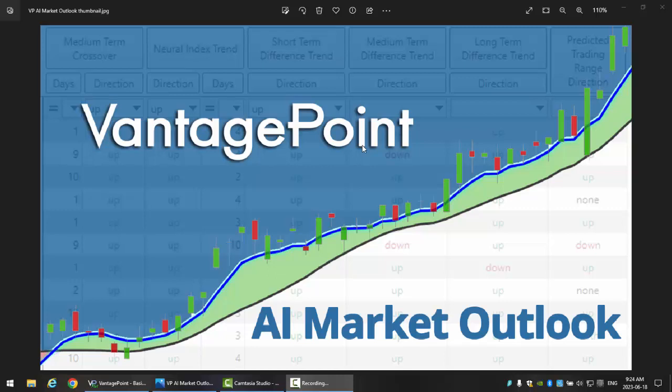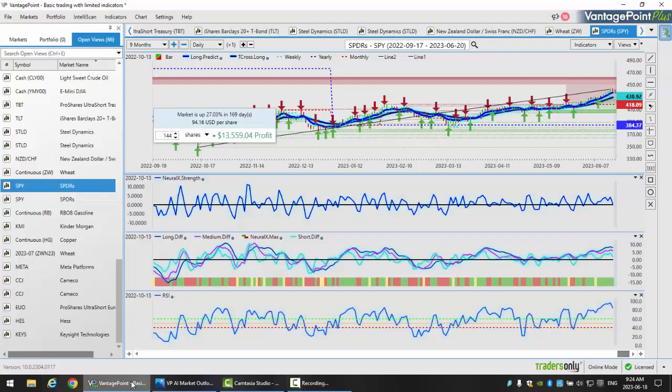My name is Greg Furman, and this is the Vantage Point AI Market Outlook for the week of June the 19th, 2023. Now, to get started this week, we'll look at the broader markets. First of all, looking at the SPYs, see where the equity markets are going.